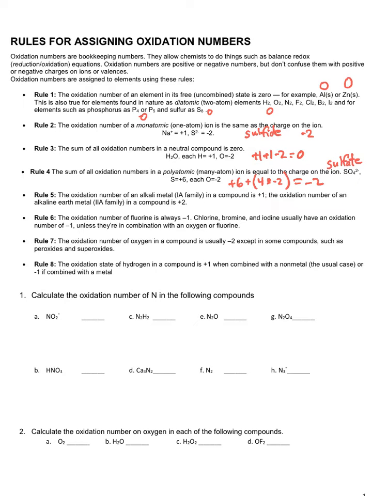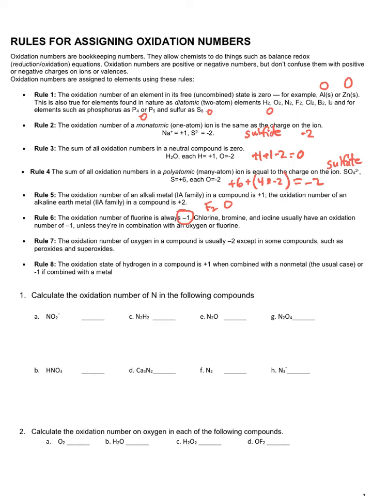Rule number 6. The oxidation number of fluorine is always -1. So when you see fluorine in a compound, it has an oxidation number of -1. I'm not talking about F2. In F2, the oxidation number on each fluorine is 0. But when you put fluorine in a compound, its oxidation number is always going to be -1. Chlorine, bromine, and iodine usually have an oxidation number of -1, unless they're in combination with an oxygen or a fluorine.